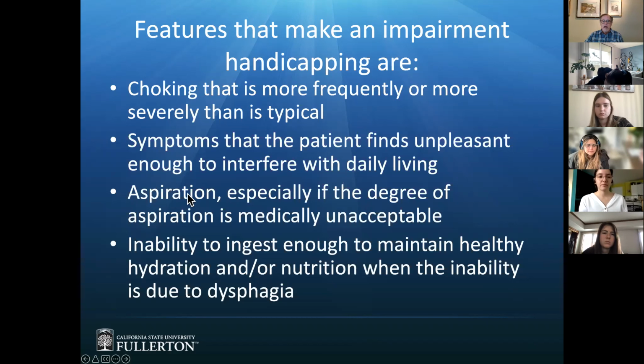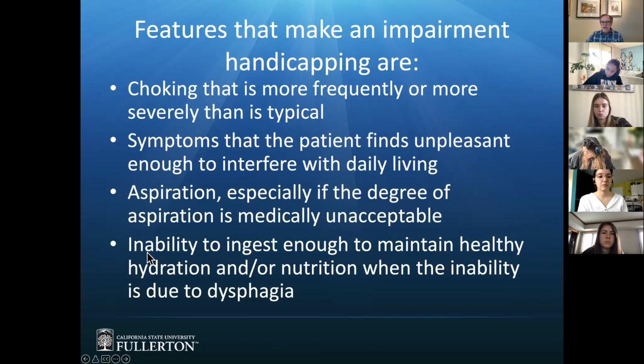So I would say aspiration is handicapping. And then I worded it this way because I think it works pretty well, especially if the degree is medically unacceptable. In other words, it's not always medically unacceptable. Sometimes the treatment and management is worse than the disease. And so that's a case where you might say, in this case, aspiration is not handicapping. We've never gotten sick from it. Physician is okay with it. We're just going to tolerate it.